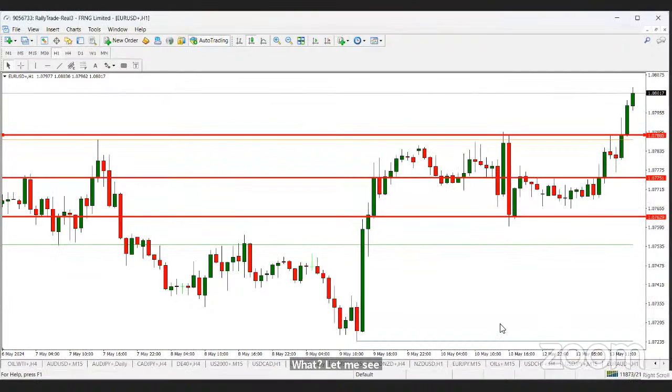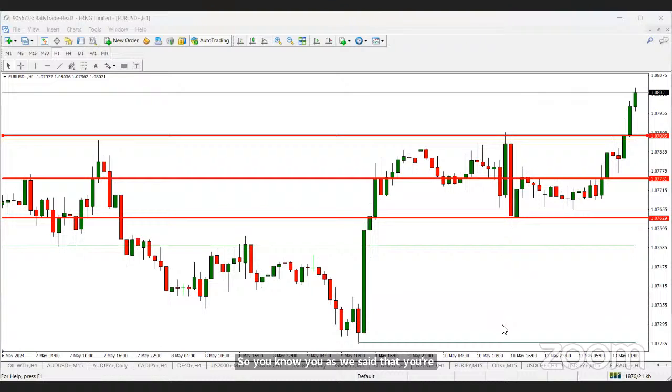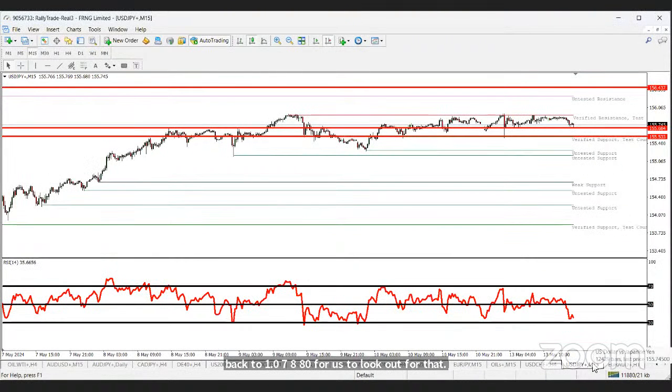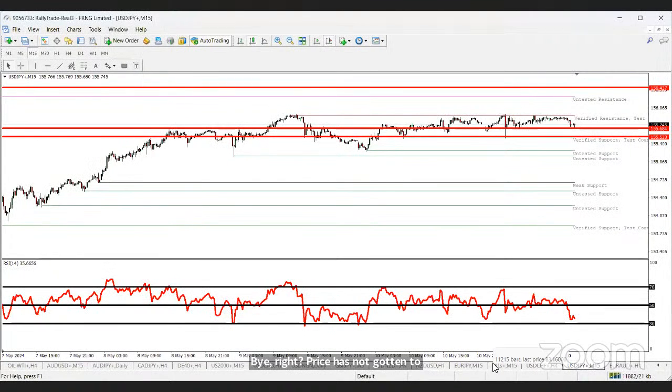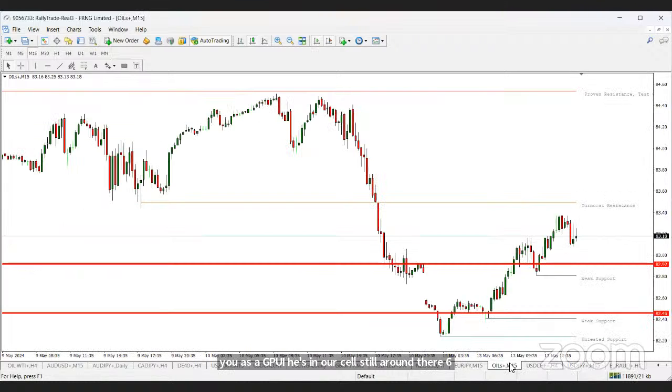For Euro USD, we said that Euro USD should return back to 1.07880 for us to look out for that buy, right? Price has not gotten to that point, but we still have price around that place. Also, we have USD hitting our sell still around there, 6 pips around where we entered the market. So watch and see once the US session begins, okay?